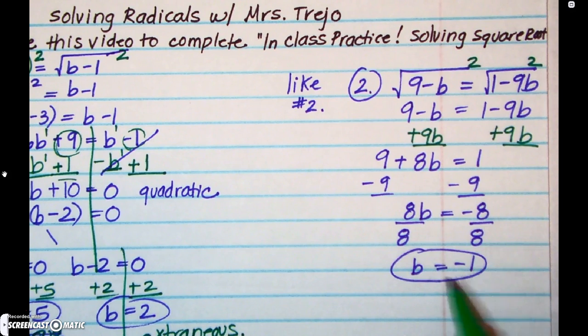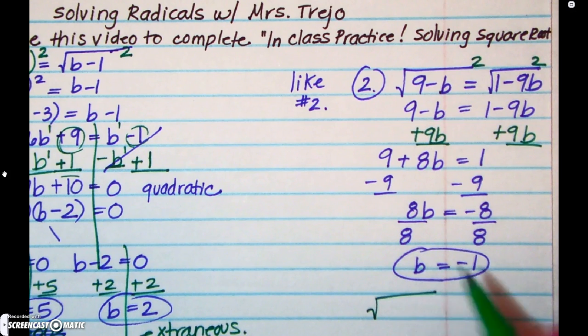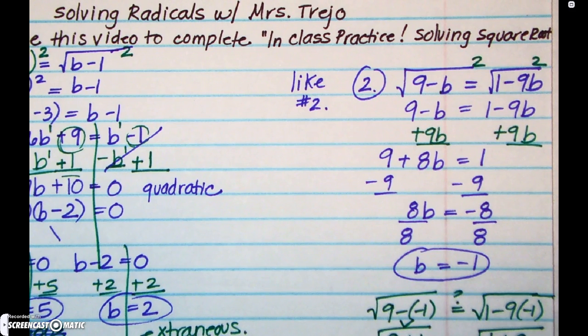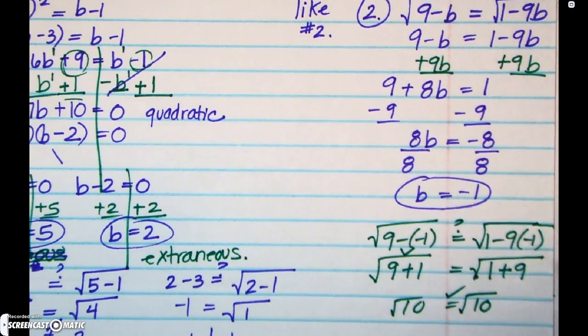So our check is to substitute a negative 1 wherever I see a b. Is it true that 9 minus negative 1 is equal to 1 minus 9 times negative 1? A negative times a negative is a positive, so this is actually 9 plus 1. And this is 1 plus 9. Take the square root of both sides, and you can already see that the square root of 10 is equal to the square root of 10. So this is actually a real solution.